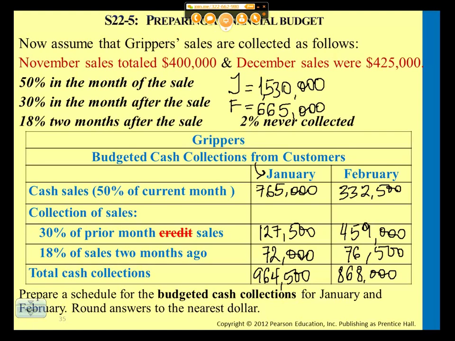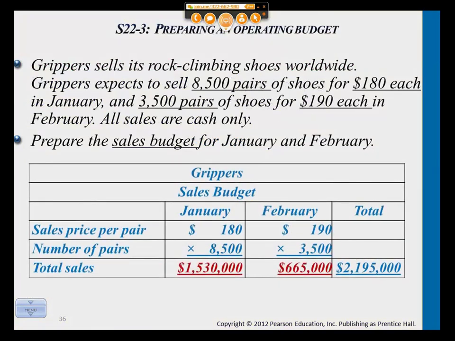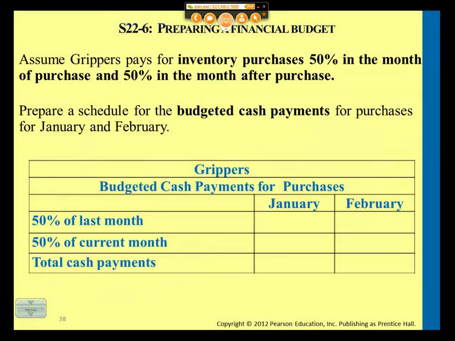Yes. Okay. So we'll go a little bit back. Hold on. Let's do right now something different. 22.6. I thought 22.3. No, 22.6 is what we're going to do. So assume Grippers pays for inventory purchases 50% in the month of purchase and 50% in the month after purchase. What we're going to do is budgeted cash payments for purchases for January and February.